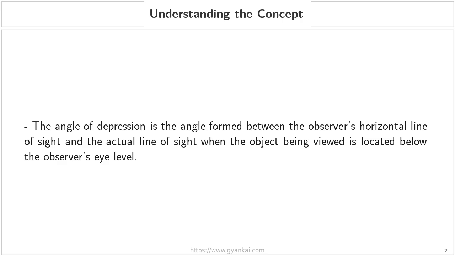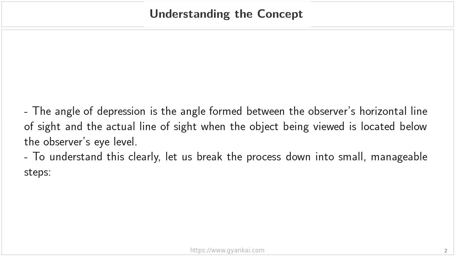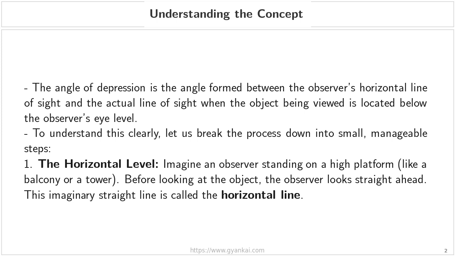Understanding the concept. If you look at the screen, you'll see the formal definition. The angle of depression is the angle formed between the observer's horizontal line of sight and the actual line of sight when the object being viewed is located below the observer's eye level. I know that sounds a bit wordy, so let's break this process down into 3 small, manageable steps to make it much clearer. First, let's consider the horizontal level.